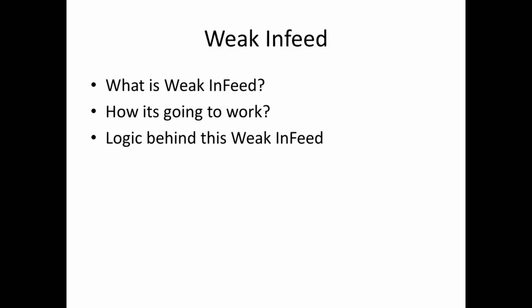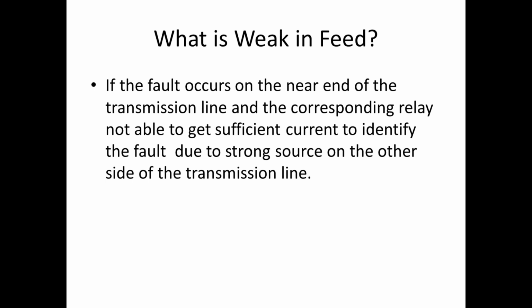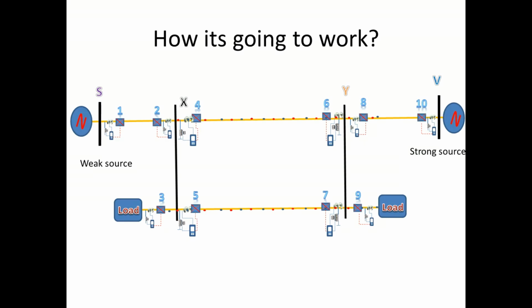If the fault occurs nearer to the end of your transmission line and the corresponding relay is not getting sufficient current to identify the fault due to the strong source on the other side of the transmission line, then this is known as weak in feed. This is a simple concept. Now we will see how it is going to work.